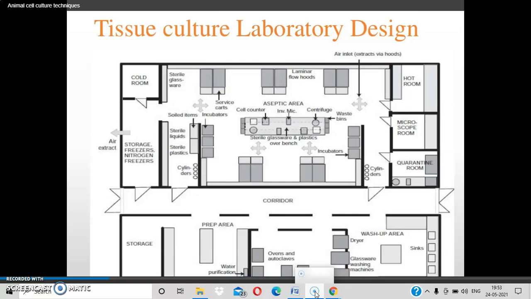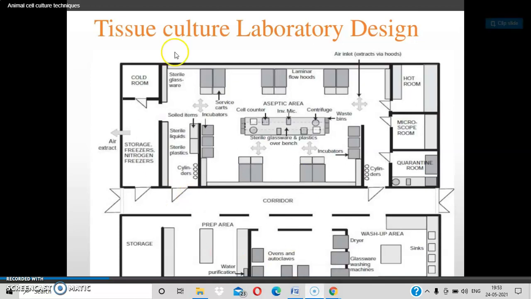Now we are going to discuss tissue culture laboratory design. Already we have discussed the entire concepts of tissue culture, animal tissue culture as well as plant tissue culture. Whatever the tissue culture it is, we should maintain a proper and perfect laboratory.